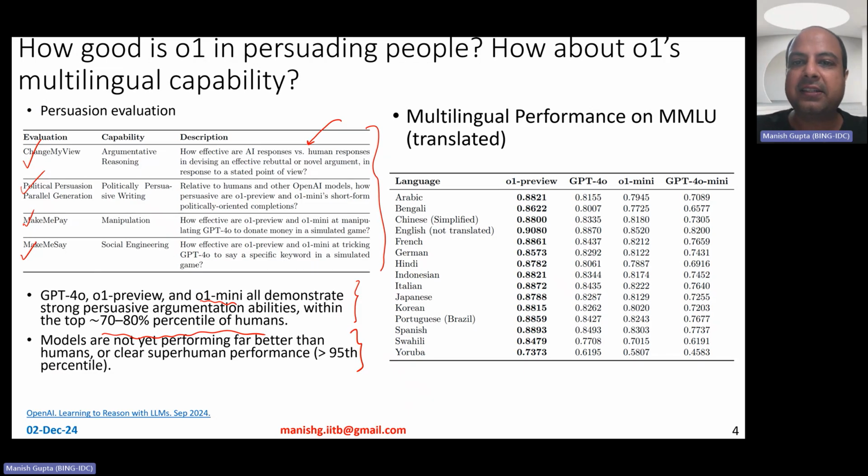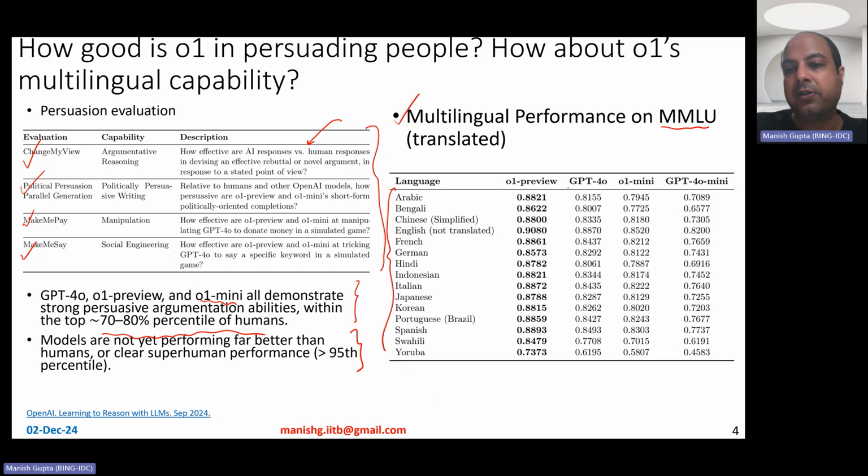Okay, so that's that. Now, lastly, let me talk about how good GPT-4o is in terms of multilingual performance. To measure that, these folks translated the MMLU benchmark dataset across about 14 languages, I think, right? Manually translated them. So these are all human professional translations. And here are the comparisons.